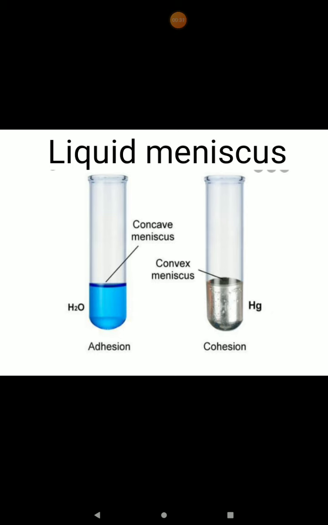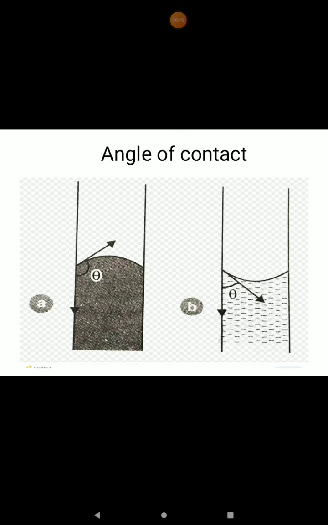That is called a concave meniscus. Now, if we take mercury in a glass test tube, as we know that mercury does not stick to the glass, here cohesive force is greater, the force of attraction between mercury molecules is greater, and therefore its meniscus becomes convex. Now, what is angle of contact?